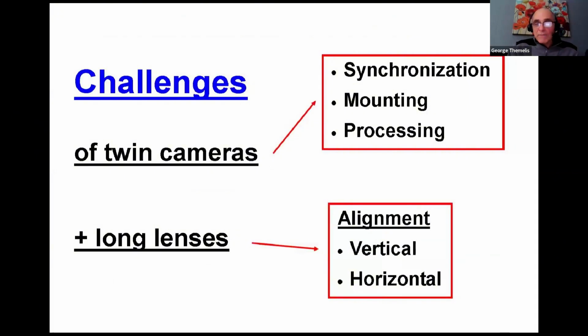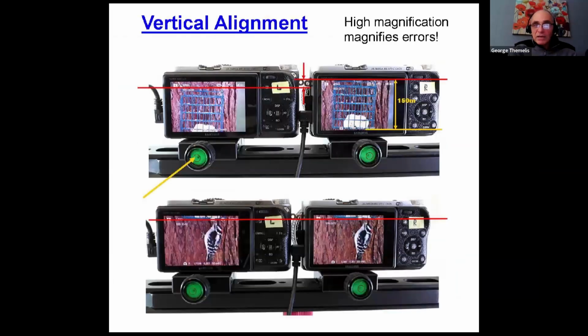One, you're using twin cameras, so you have to worry about synchronization, how to put the cameras together, how to process your pictures. But there are special challenges because you use long lenses, and this has to do with alignment. Let me show you this. In this example, I have two cameras with the same camera, same lenses, same mounting, and yet you see one is a little bit lower than the other. What happens if you're working at high magnification? This magnifies the errors. So alignment becomes important.